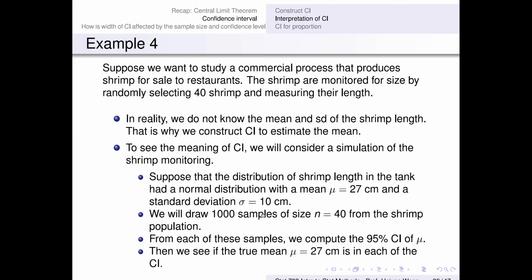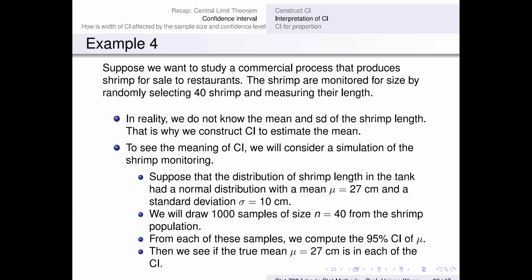Suppose I am actually able to obtain 1,000 samples, and these 1,000 samples are all from a normal distribution. And suppose that I'm drawing the samples from a normal with mean 27 and standard deviation of 10. For each one of these 1,000 samples, I take 40 shrimps, so the sample size is 40, and I compute a 95% confidence interval for the mean. Since I'm going to have 1,000 intervals, I will check each of the intervals to see whether my mean 27 is inside there or not.